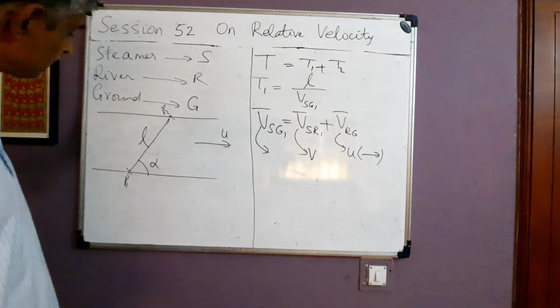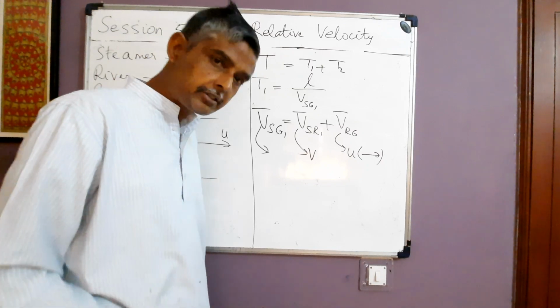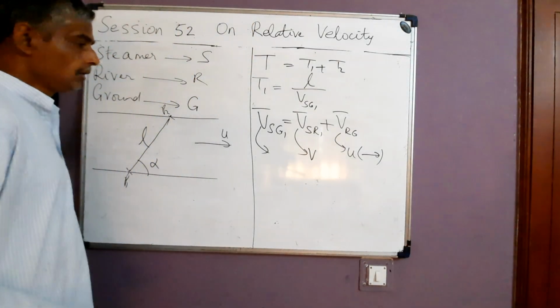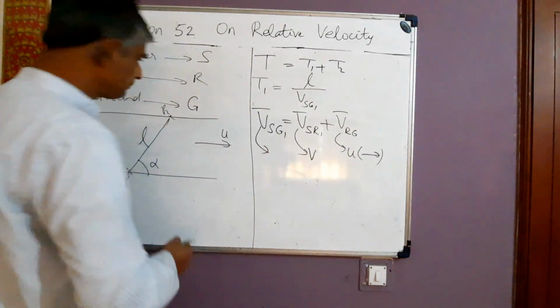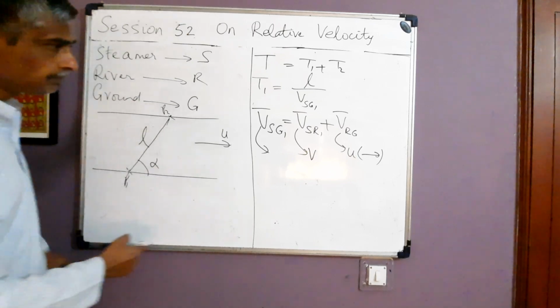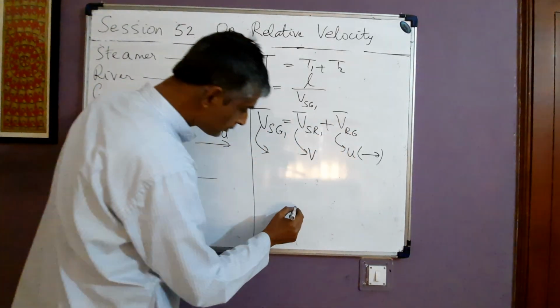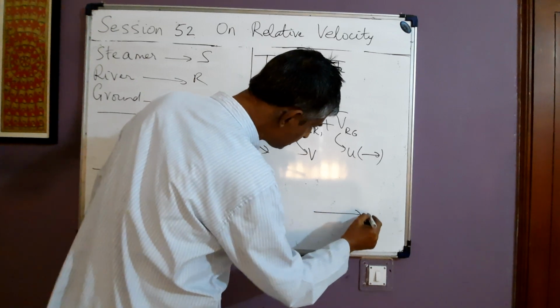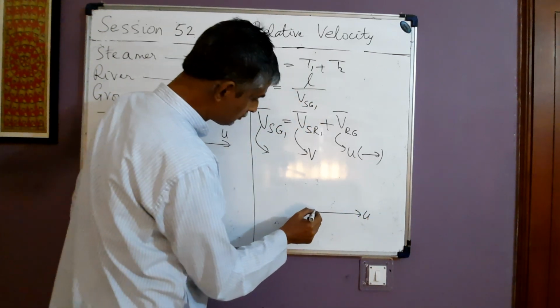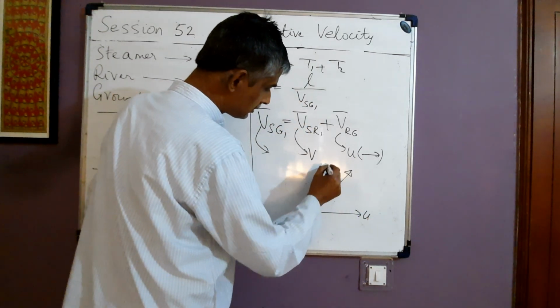VSG1, we only know the direction, from P1 to P2. Alright, fine. So now how to find VSG1? Now what we do, we draw the vector diagram. First we draw the arrows of these two vectors with the tails coincident. So this is equal to VRG, and this is equal to VSG1.